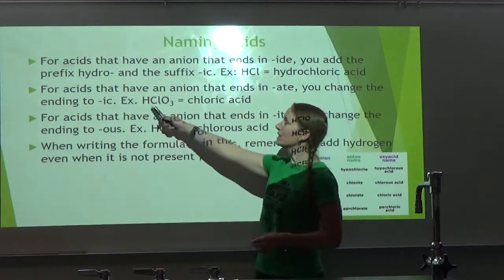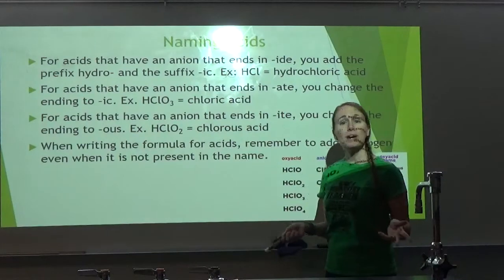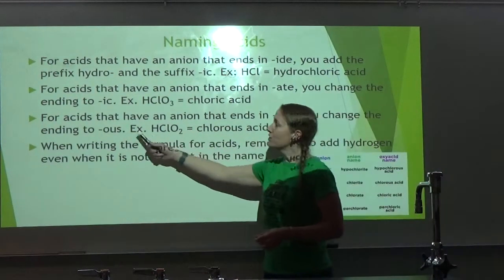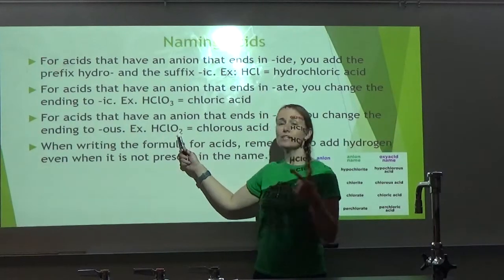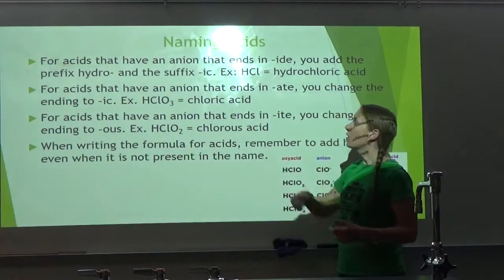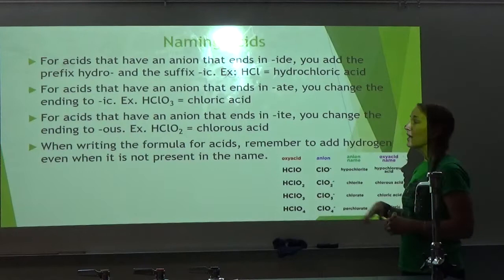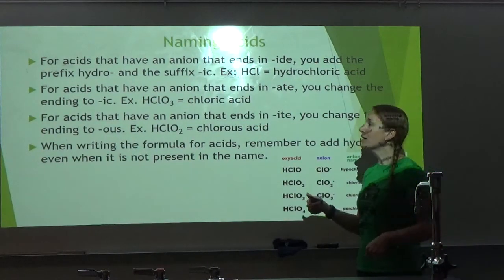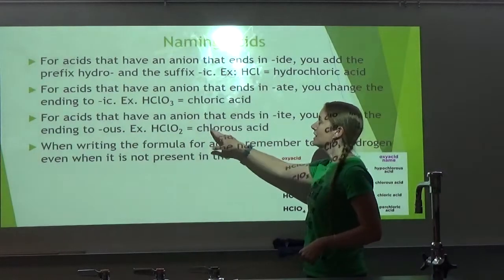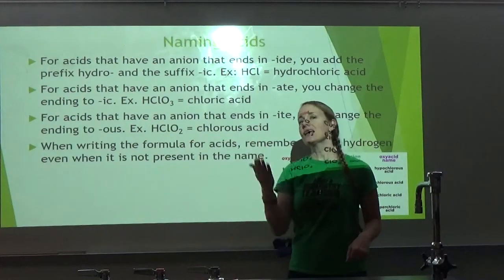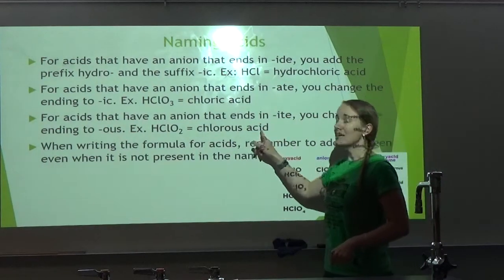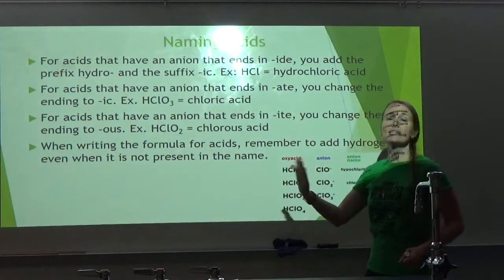Notice, even though it still starts with hydrogen, we don't put hydro in the front. And then if it ends in ite, we change the ending to ous. So ClO2 is chlorite, so I would call that chlorous acid. And then remember, when you write the formula for acids, you need to remember to put hydrogen at the front, even if it's not in the name. So chlorous acid doesn't say anything about hydrogen like hydrochloric acid does. But because it ends in acid, I need to remember, oh, it's going to start with H.